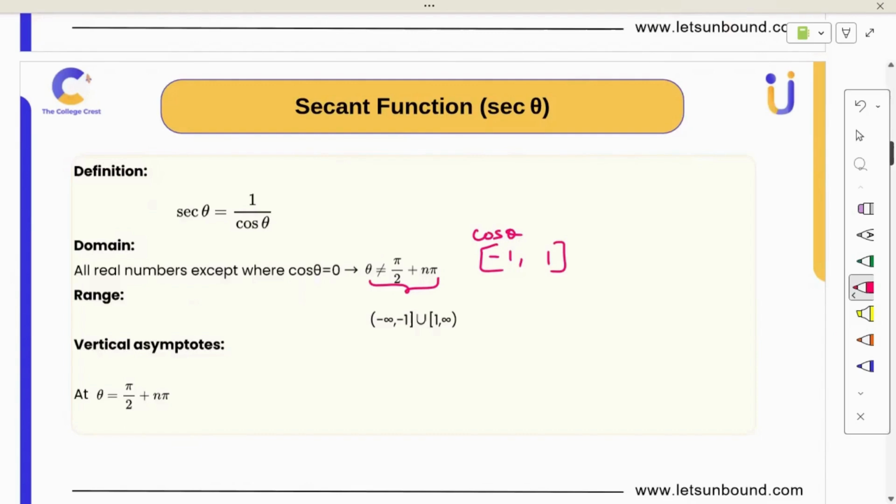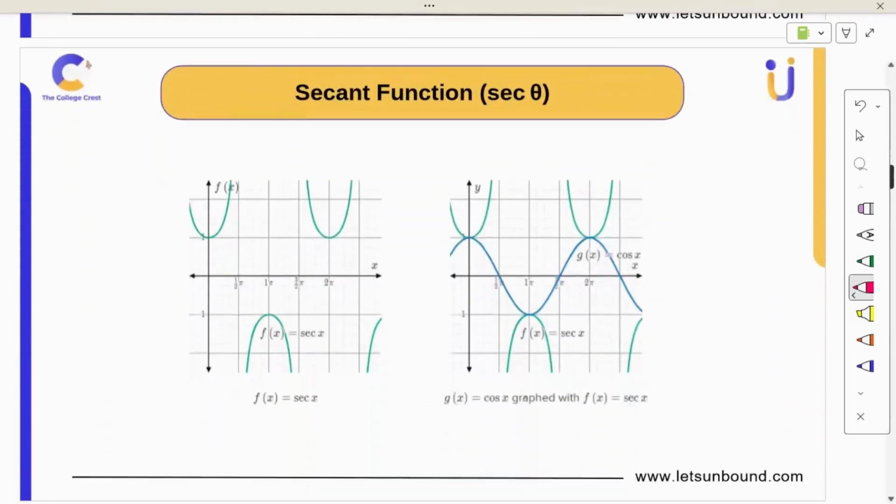Now secant and cosecant. We can see the secant function here, and it has just been reciprocated. This part is reciprocated, this part is reciprocated, and there are vertical asymptotes whenever it crosses.